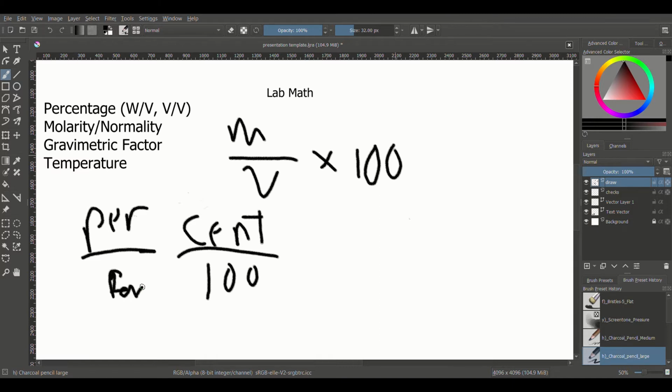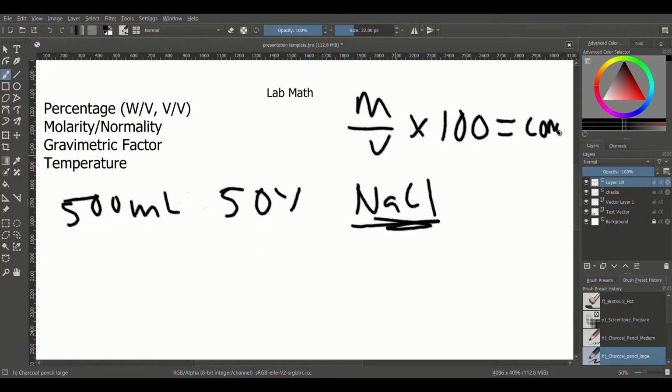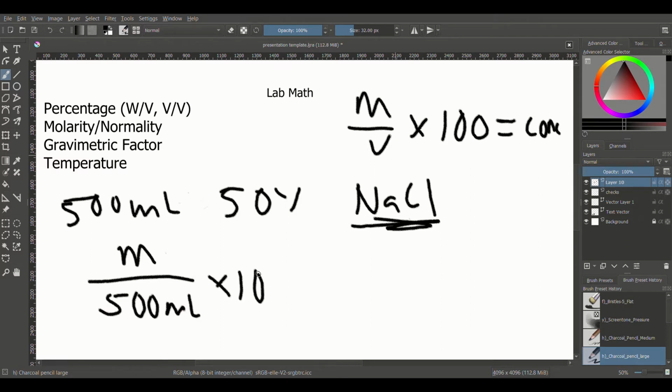So let's look at that in an actual equation. Say we needed 500 mL of a 50% NaCl solution. We don't know what the grams are, so we're just going to put the mass up here as our variable. Then we're going to put our volume here: 500 milliliters times 100 equals the concentration that we already know is 50%.